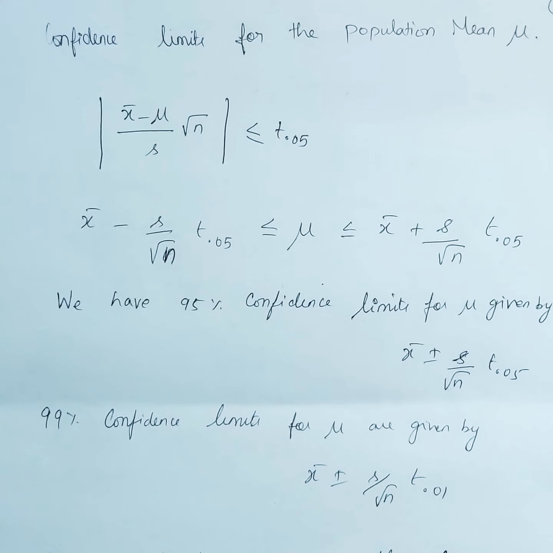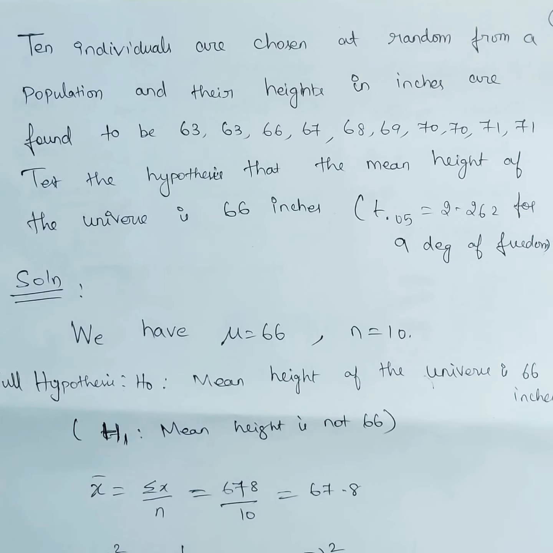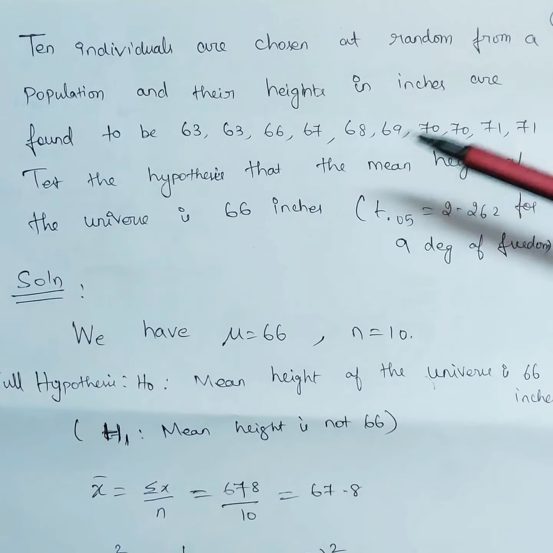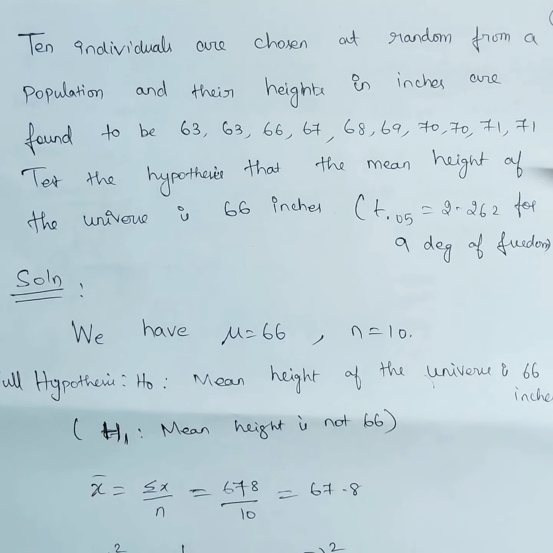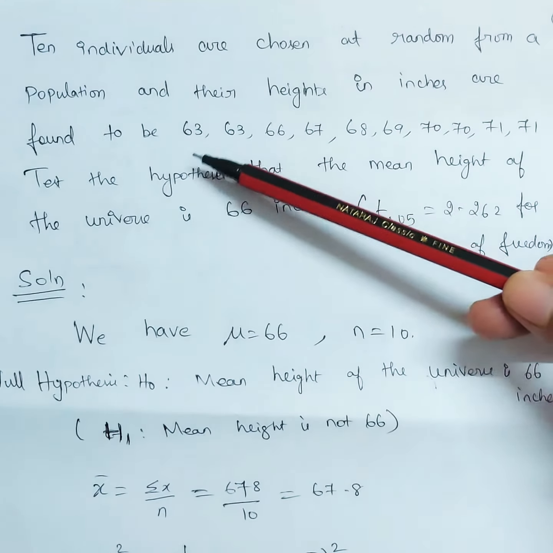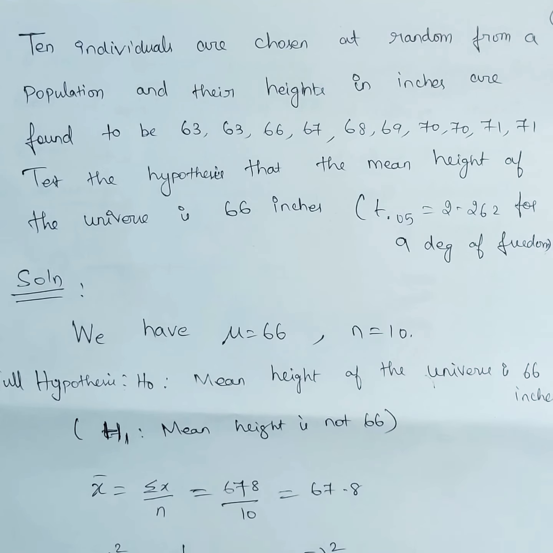Now we will see some problems. 10 individuals are chosen at random from a population, and their heights in inches are found to be as given. If you see the sample size, it is 10 individuals, so n is very small, of course. For the t distribution, n is going to be small hereafter. They have given the heights in inches, 63, 63, 66, 67, like that, 10 values. Test the hypothesis that the mean height of the universe is 66 inches.